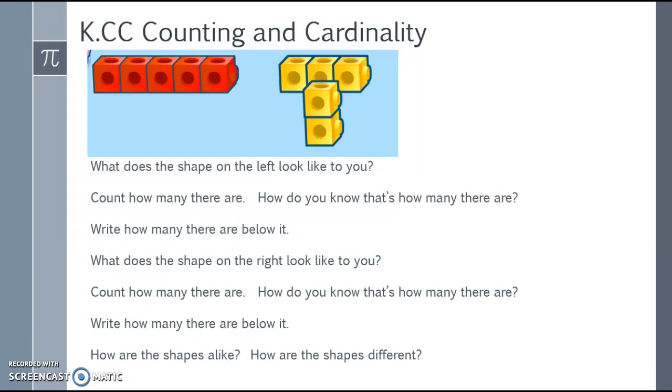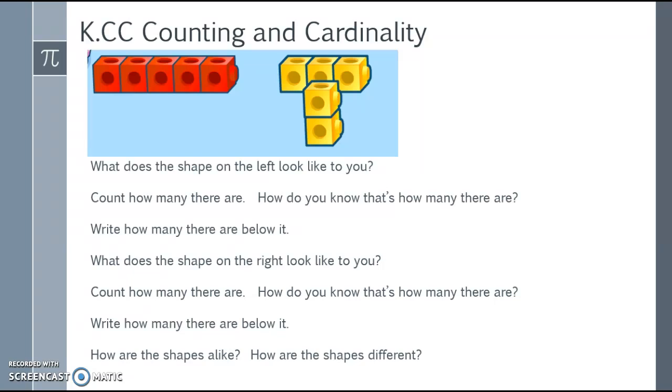Count how many there are. Well, how do you know that's how many there are? So a student would count 1, 2, 3, 4, 5. Well, I know there are 5 there because the number stops at 5. And then it's also key to practice writing. So the student would write 5 below.